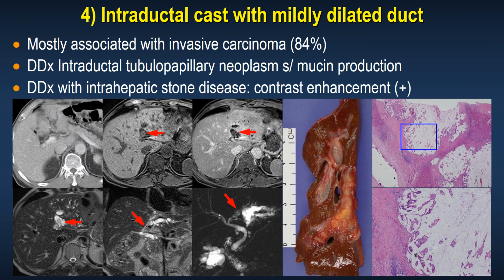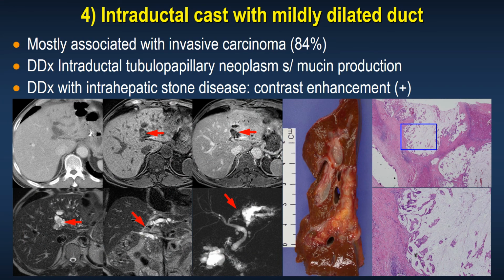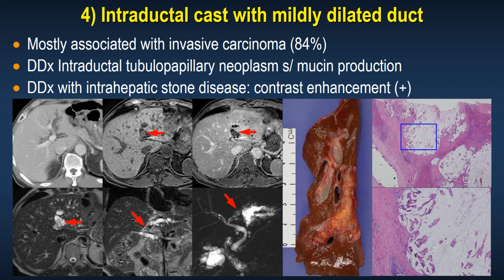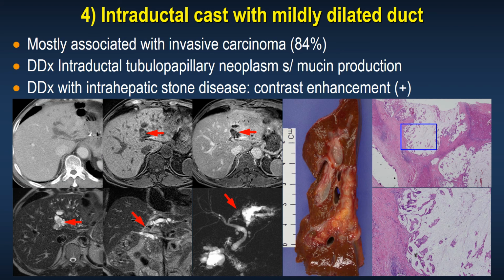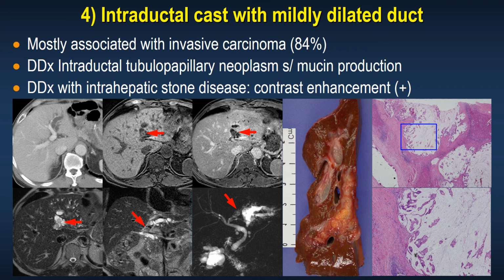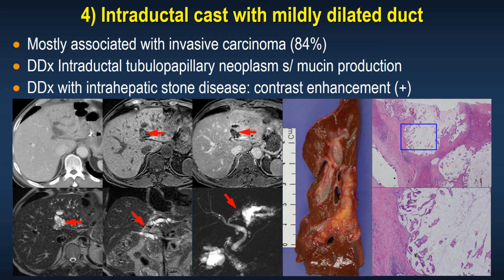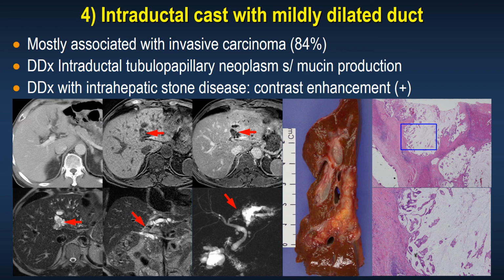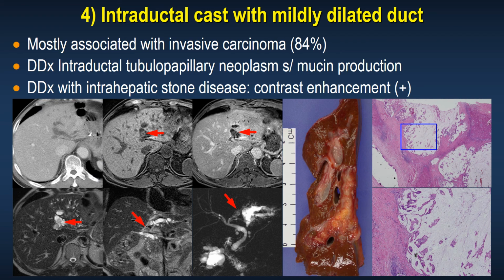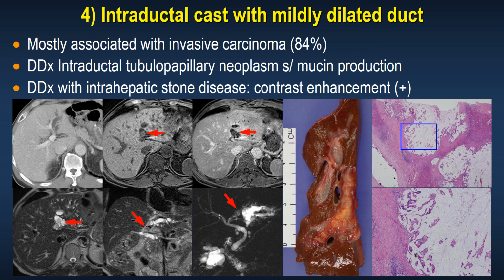The fourth form of IPMB shows intraductal cast-like lesion. In this type, duct dilation is minimal and is also often accompanied by invasive carcinoma. As the intraductal tubulopapillary neoplasm, ITPN, that is less frequent than IPMB, also frequently presents this imaging pattern, discrimination is necessary. As duct dilation is not remarkable, differentiation of nodules from intrahepatic stone disease also may be difficult.